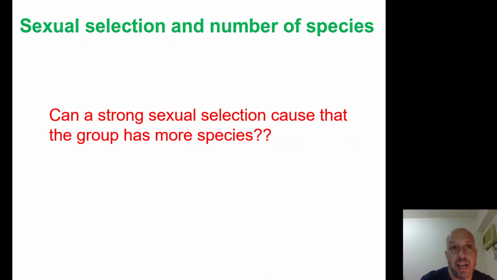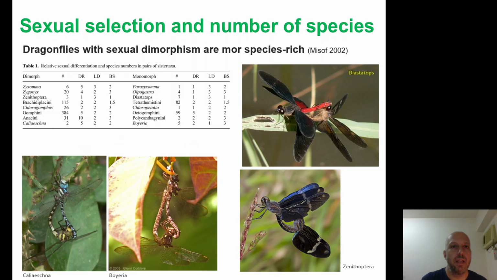Okay, now the question. So we know that the diversity of forms, shapes, and crazy things is driven in most cases by sexual selection, right? But can strong sexual selection actually cause a group to have more species? So it was actually tested. We already know that once we have species in which male and female look very different, so-called sexual dimorphism, as I showed you in the water striders, we can guess that there is some conflict between the sexes, right?